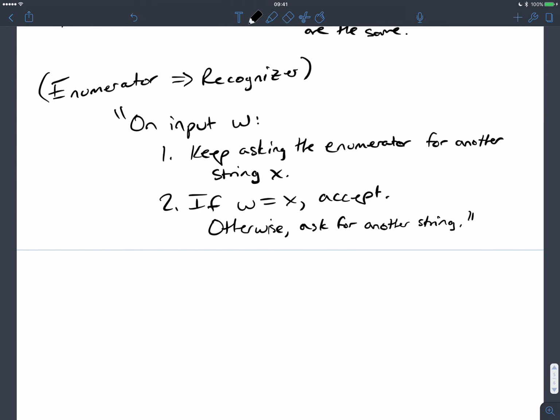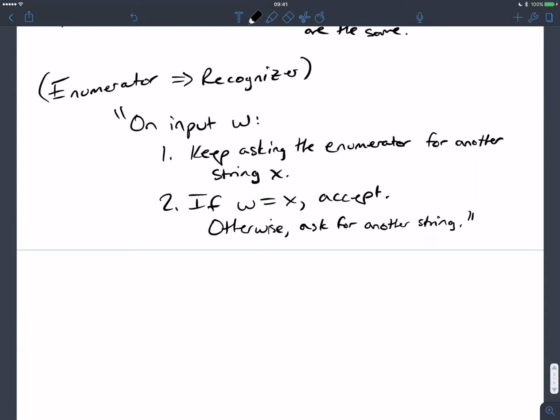But now let's check if W happens to not be in the language of the enumerator. If it isn't, will the enumerator ever print that string? No. So therefore, it'll run forever, but the recognizer does not have to halt on strings not in the language. So it's okay it runs forever. I can't claim that this is a decider because it actually isn't a decider, but it certainly is a recognizer for the same language as the enumerator.